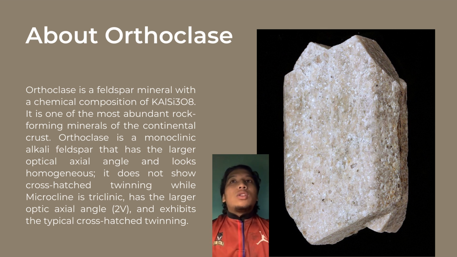Okay, in general, Orthoclase is a feldspar mineral with a chemical composition of KAlSi3O8. It is one of the most abundant rock-forming minerals of the continental crust. Orthoclase is a monoclinic alkali feldspar that has the largest optical axial angle and looks homogeneous. It does not show crosshatch twinning, while microcline is triclinic, has a larger optical axial angle, and exhibits the typical cross-hatch twinning.